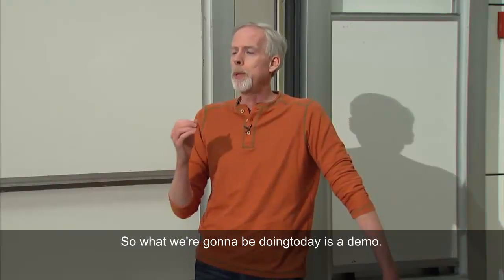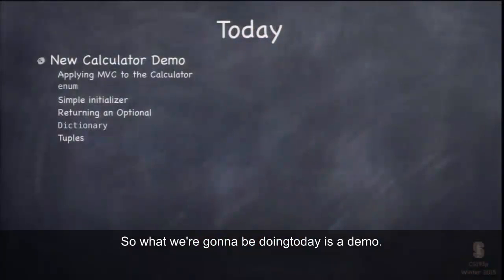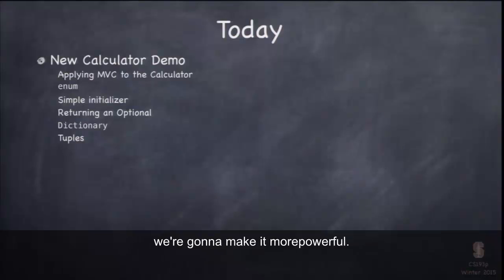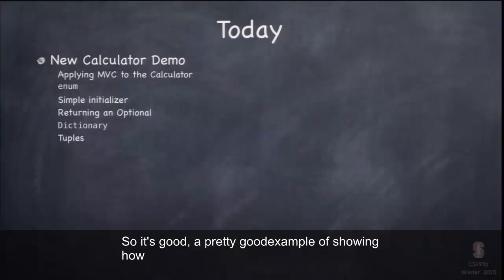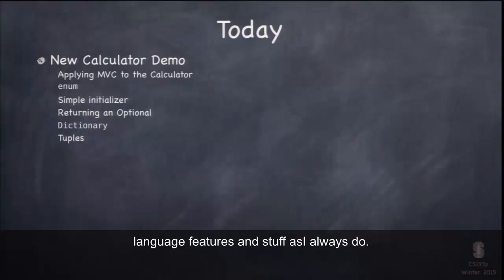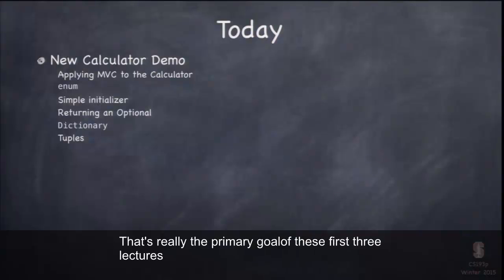So what we're going to be doing today is a demo. We're going to extend our calculator a little bit. We're going to make it more powerful. But more importantly, we're going to have it obey this MVC design paradigm. It's a pretty good example of showing how we're going to separate the stuff into the camps here. And we're going to cover a bunch of other things, language features and stuff, as I always do. That's really the primary goal of these first 3 lectures worth of demos.